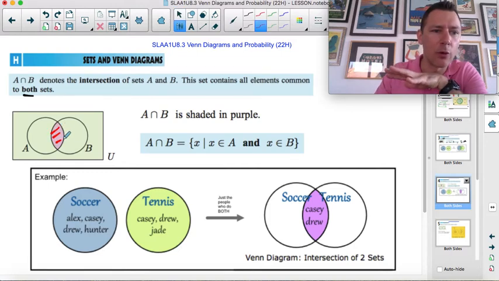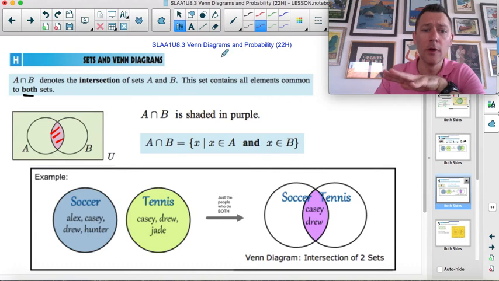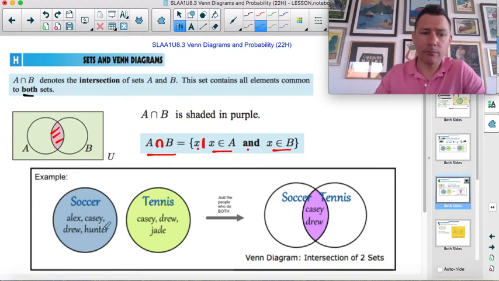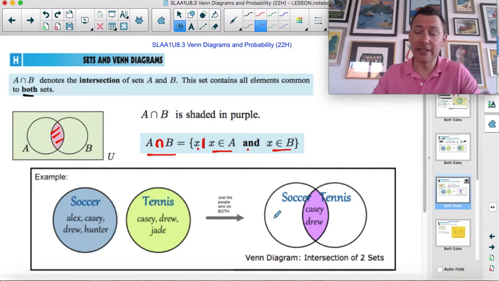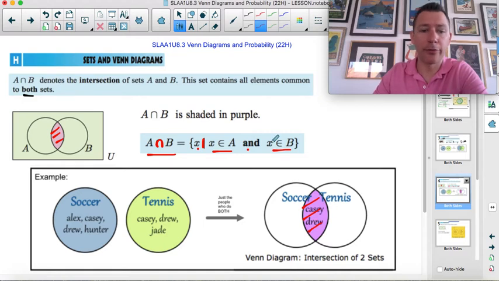It's the things that are only together. So the intersection of A and B are the elements in the set of A that also have to be in the set of B, right? So you want people who play soccer and tennis, who can do both. If you're playing a double header, you want Casey and Drew because they play both. Neat.